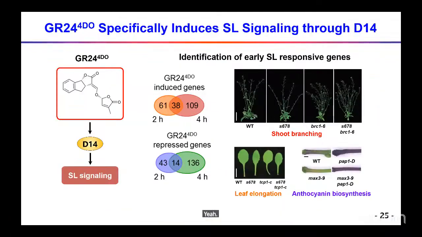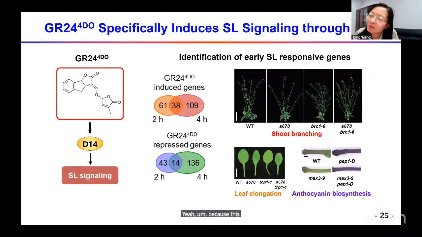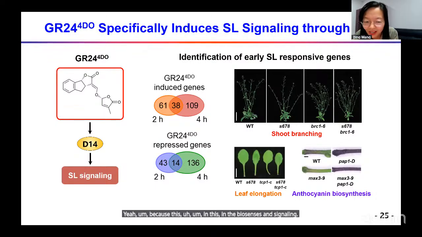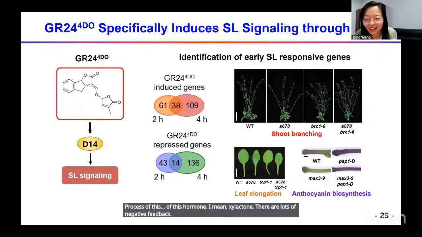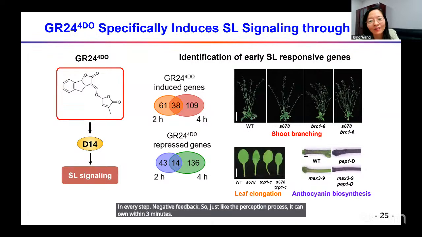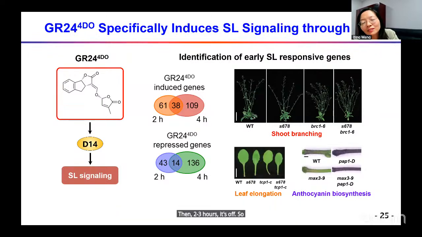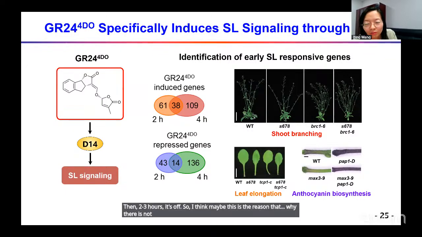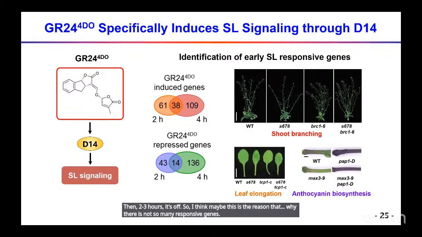Because in the biosynthesis and signaling process of this hormone, I mean strigolactone, there are lots of negative feedback. In every step, negative feedback. Just like the perception process, it can be on within 3 minutes, then 2-3 hours it's off. So I think maybe this is the reason why there are not so many responsive genes. Okay. Thank you.